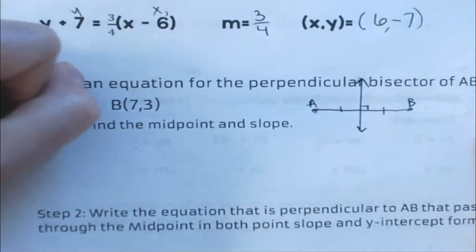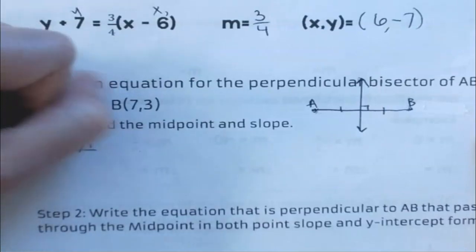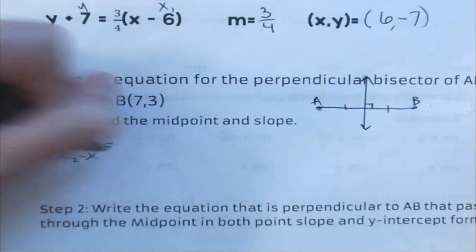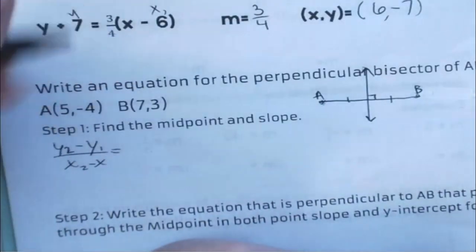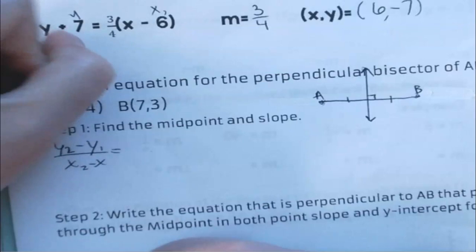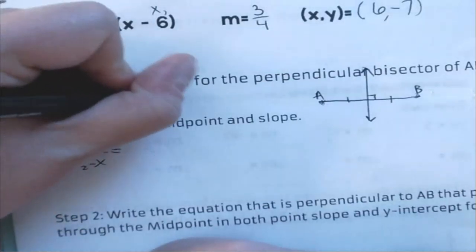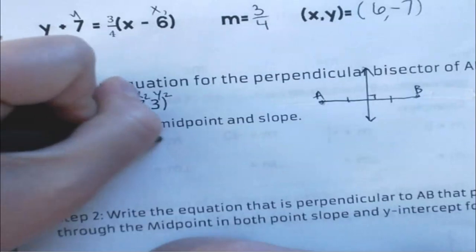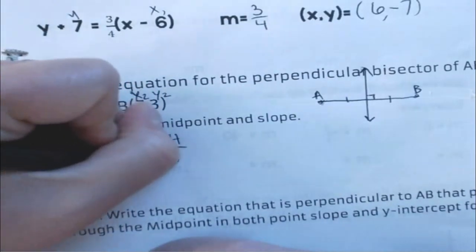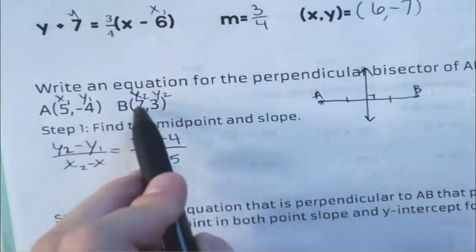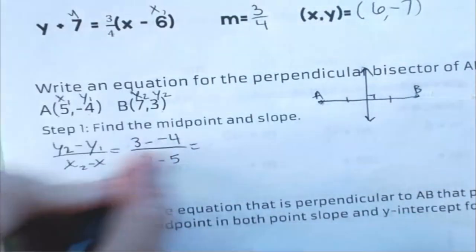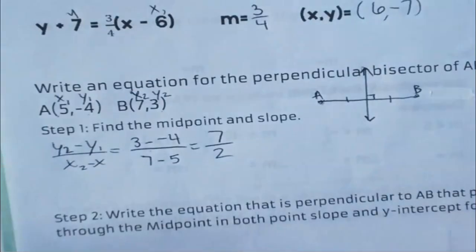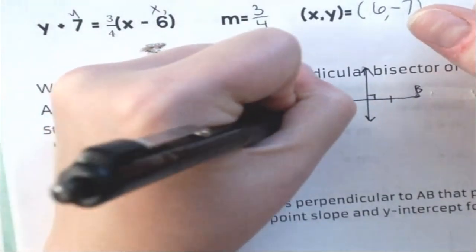So slope formula is y2 minus y1 over x2 minus x1. So x1, y1, x2, y2. 3 minus negative 4. 7 minus 5. So this number minus that number. This number minus that number. Positive 7 over 2. That's what we got. Also, if I add or subtract something wrong, you guys let me know. Alright, so 7/2 is our slope. So our slope equals 7/2.